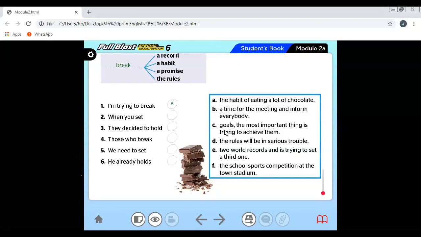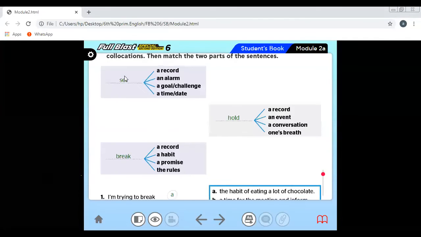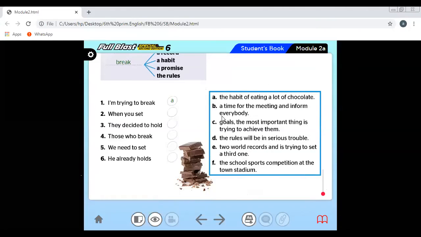When you set. Yes, Judy. When you set what? Which is the right sentence? Look in front of you. The verb set can come with a record or an alarm or a goal or a time or date. When you set goals, the most important thing is trying to achieve them. Excellent. 3, they decided to hold.